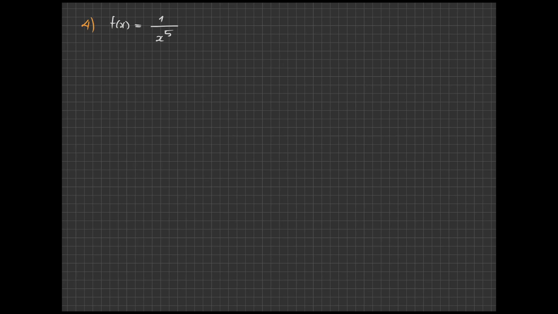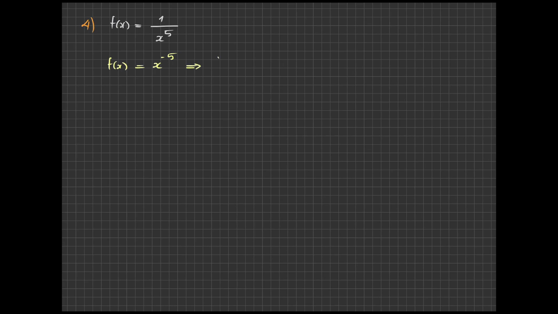If I give you this function, f of x is equal to, say, 1 over x to the power of 5, I want to find a primitive function for this, a function whose derivative is this. How should I do that? The first thing that I do, can you tell me what is the first thing? Yeah, I have to write it in the same form that I have the formula for. So I bring it up and write it as x to the power minus 5.